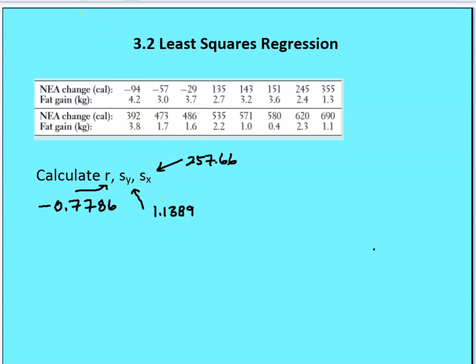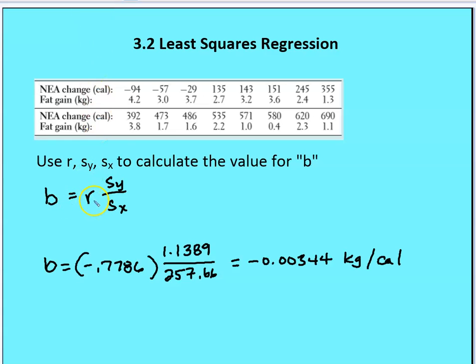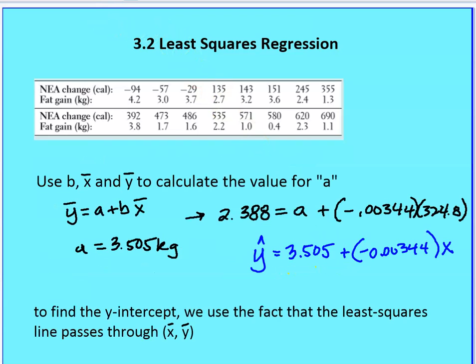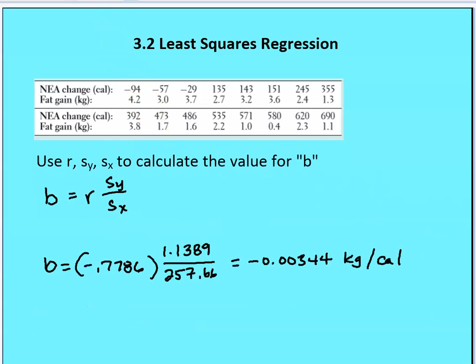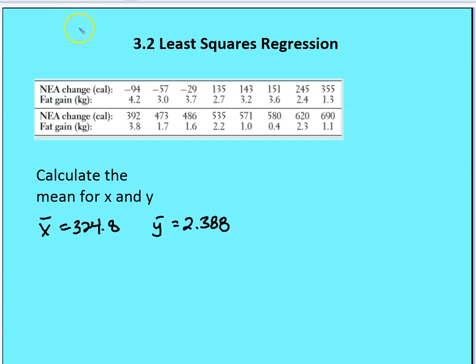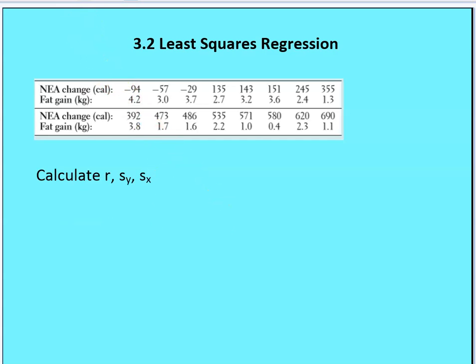And now I'm going to use that to calculate b. So b is equal to the correlation coefficient times the standard deviation of y over the standard deviation of x. So I substitute these values in, and now I have my b value: negative 0.00344 kilograms per calorie. All right, so now I want to use this value for b to solve for a. So I'm going to go back and get the values for the means, 2.388 and 324.8.